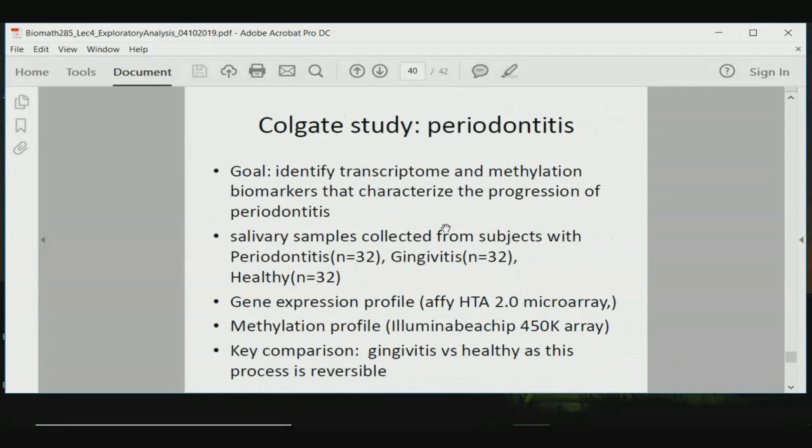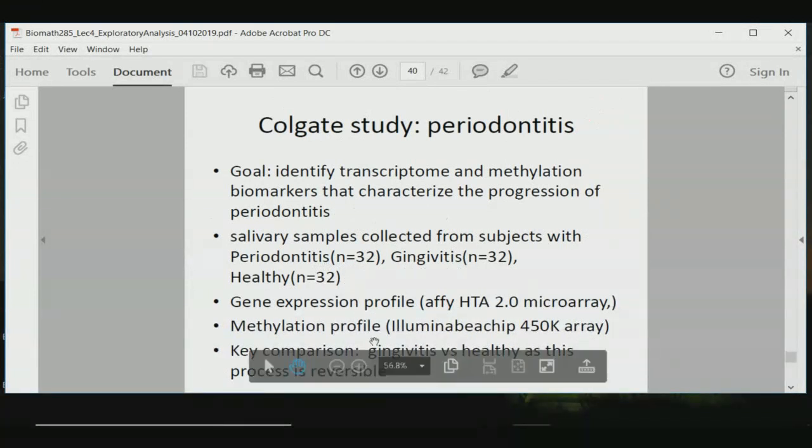It's a Colgate study for periodontitis patient data. So I ran this analysis. It's just a demonstration. So this is microarray data. We have periodontitis patients, gingivitis, and healthy subjects. There are actually two types of data: one is gene expression, one is methylation. But that's still based on the array, not the sequencing data.